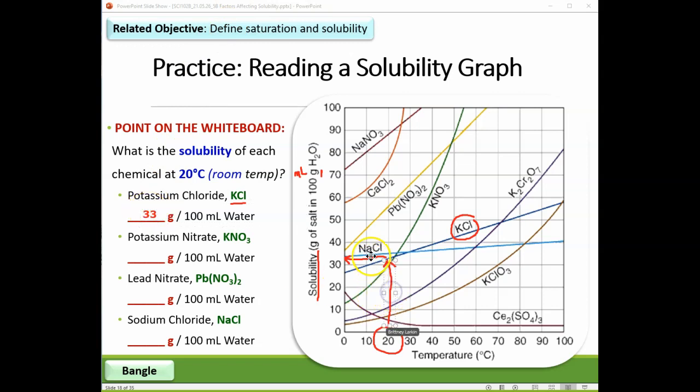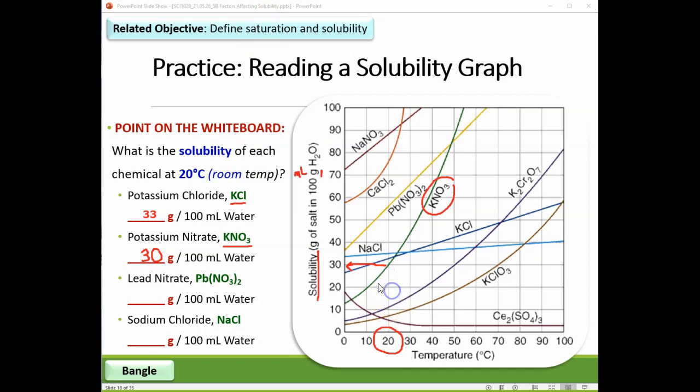Let's take a look at our next one. Now our next chemical is potassium nitrate. I need to first find the KNO3 line, which is this green line right here. We're going to go up from 20 degrees Celsius, and once we hit that green line, we're going to look to the left. Pause the video and think to yourself, what would the solubility of this one be at 20 degrees Celsius? Well, you can see that's pretty much exactly on the 30-gram line here. So I'm going to fill in 30 grams right there.